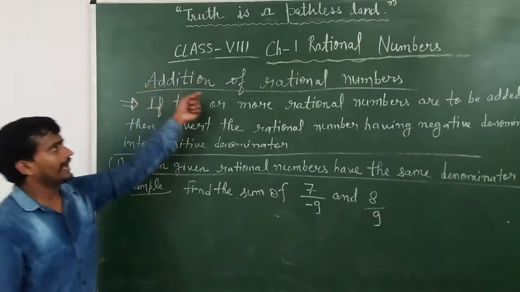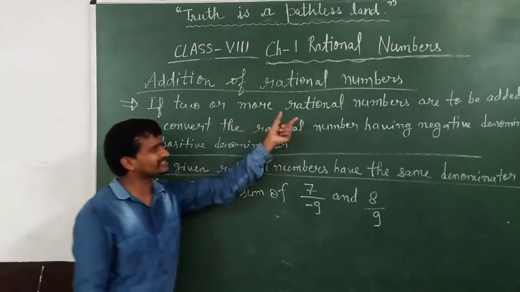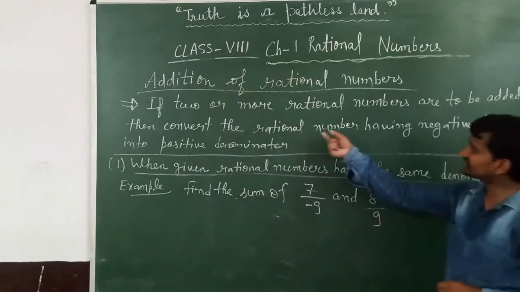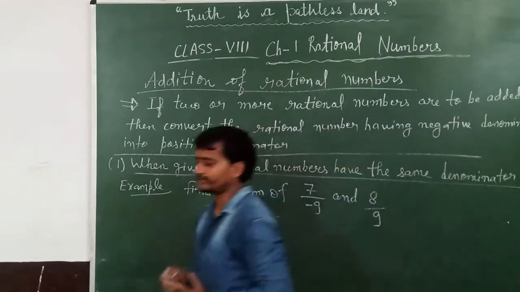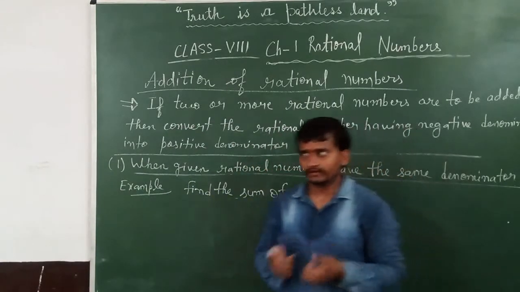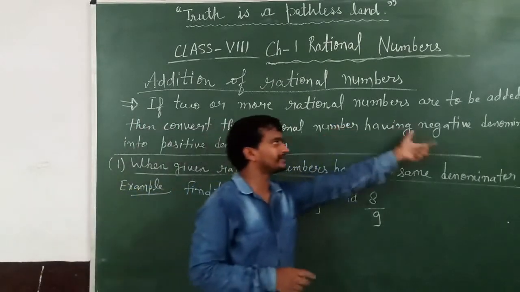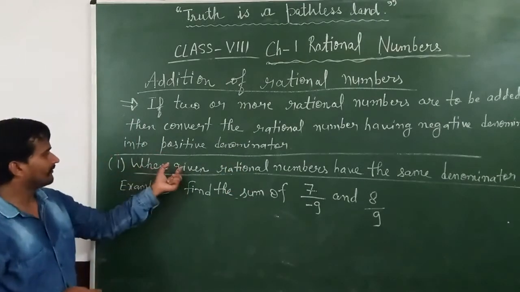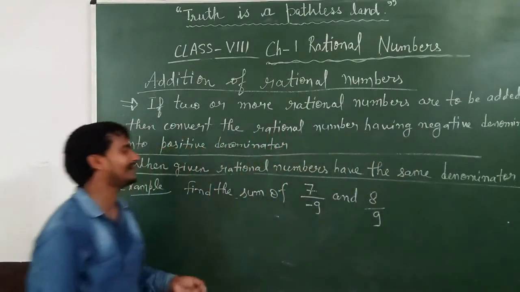Next one is addition of rational numbers. If two or more rational numbers are to be added, then convert the rational number having negative denominator into positive denominator. That means in the addition of rational numbers, first of all, we should check the denominator. If the denominator is negative, then convert it into positive denominator. The first case is when given rational numbers have the same denominator.